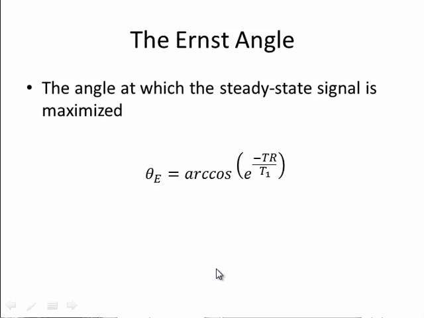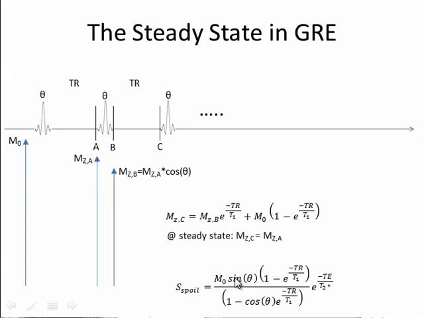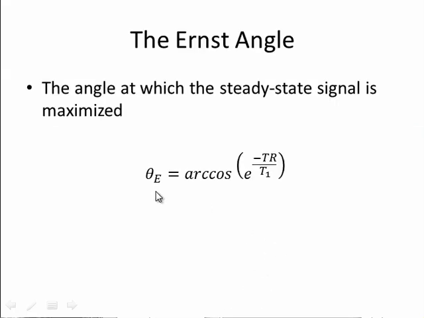And that signal equation is maximized when this angle here is set to the so-called Ernst angle, which is given by this equation: the angle whose cosine is e to the minus TR over T1.